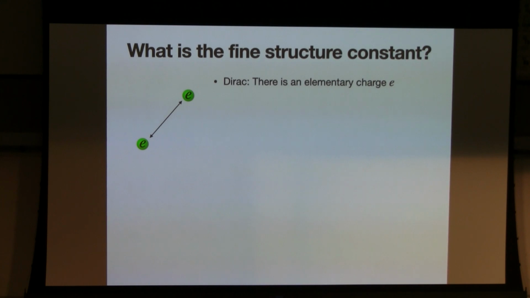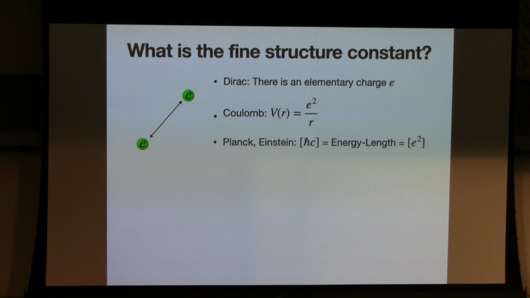And it's nice because you get to invoke lots of important names in doing that. So Dirac told us there is an elementary charge, E. Coulomb, long before that, told us that two charges interact with an inverse power law, E squared over R. That's the energy of interaction. Planck and Einstein jointly gave us Planck's constant and the speed of light as being important. And if I look at the dimensions of h bar c, I find that they are the same as the dimensions of E squared. That is energy times length.